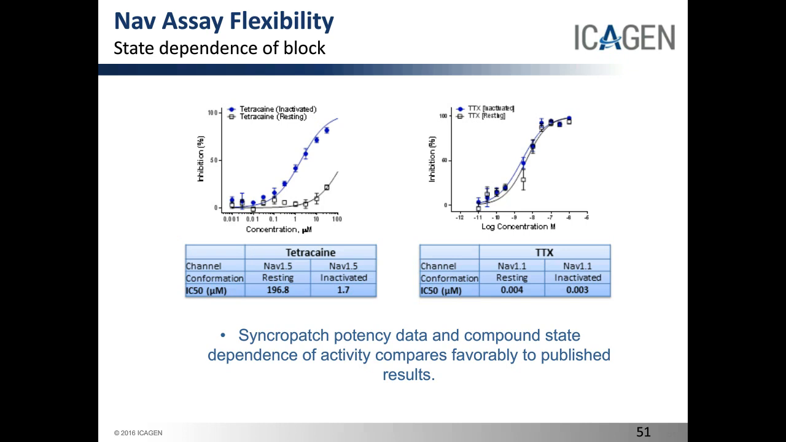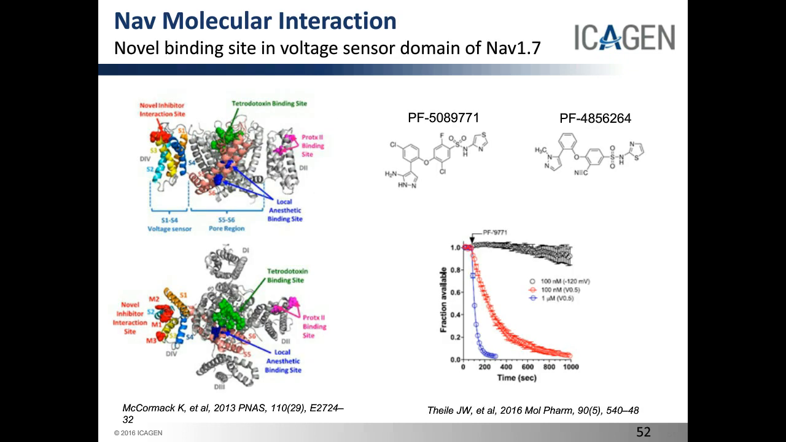However, now we want to transition over to the newer generation of NaV1.7 inhibitors that have been developed by Pfizer. These compounds have previously been shown to interact not with the pore domain as TTX or local anesthetics do, but rather in the voltage sensing domain of domain 4 of the channel. These compounds are very potent, however, they are very state dependent as well.